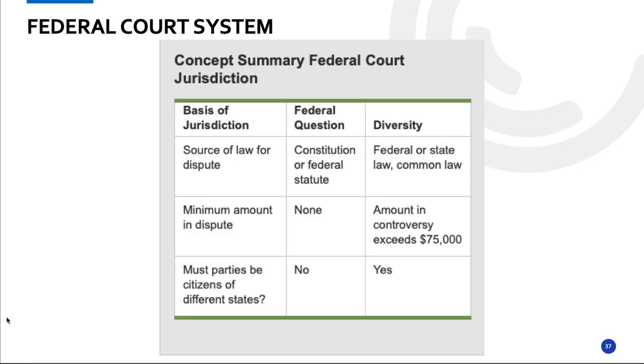So here we look at the summary of federal court jurisdiction. So the basis of jurisdiction, we look at the source of law for the dispute, and it must be a federal question related to the Constitution or federal statute or treaty, or you have diversity of citizenship. The minimum amount in dispute, if it's strictly a federal question, it's none. If you're applying diversity of citizenship, then the amount in controversy must exceed $75,000. And then if it's a federal question issue, must the parties be citizens of different states? And the answer is no if it's just a federal question, and then yes if you're applying diversity of citizenship.